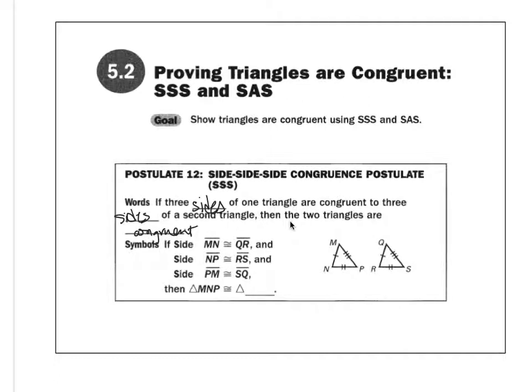And here's an example. Triangles MNP and QRS are congruent because notice how each side is congruent to the corresponding side in the second triangle. So therefore the conclusion is MNP is congruent to QRS. Again, be mindful of the sequence of these letters.